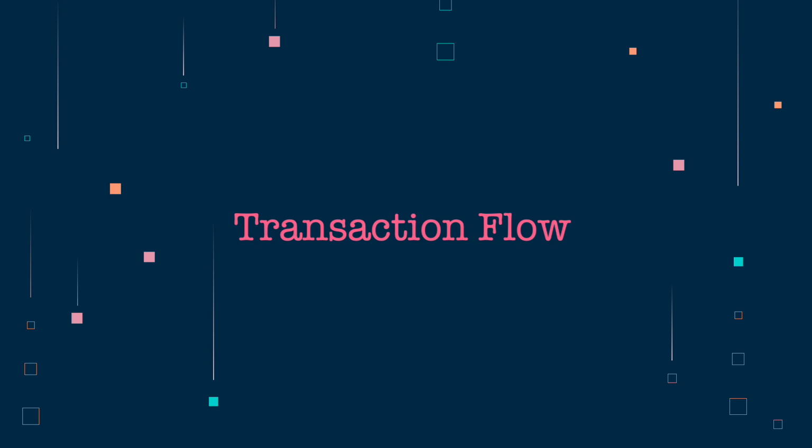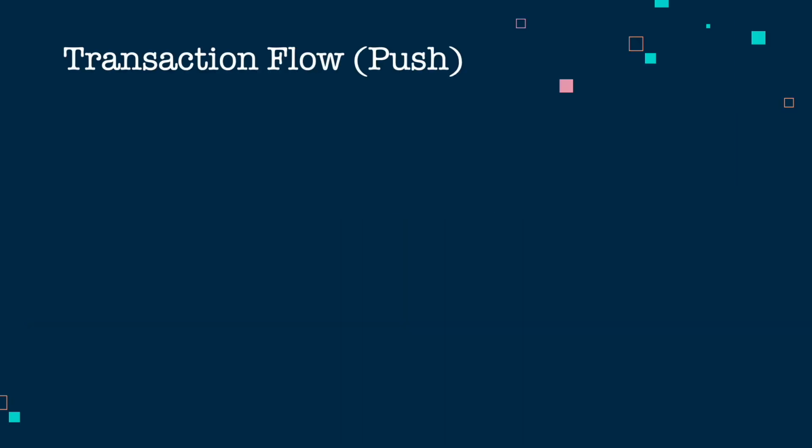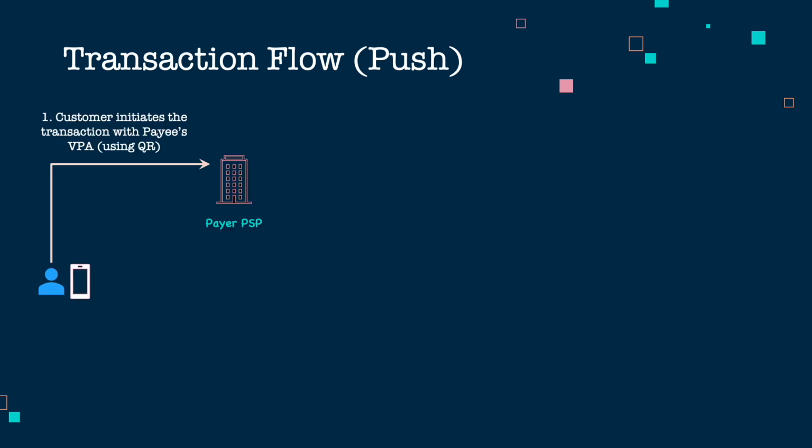Now let's look at the transaction flow. UPI provides different types of transactions like push, pull, etc. I'm going to cover only the push transaction flow here. So let's see how it works. First, the customer initiates the payment transaction using the UPI payment app. So what is captured is the payee details. It could be the UPI handle and also the PIN number for that particular VPA.